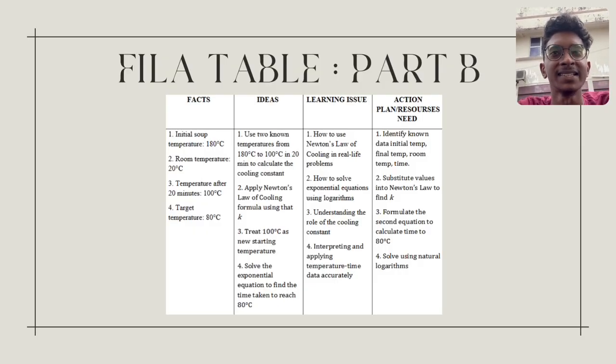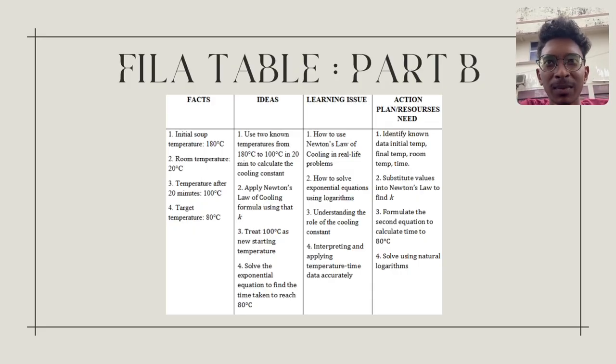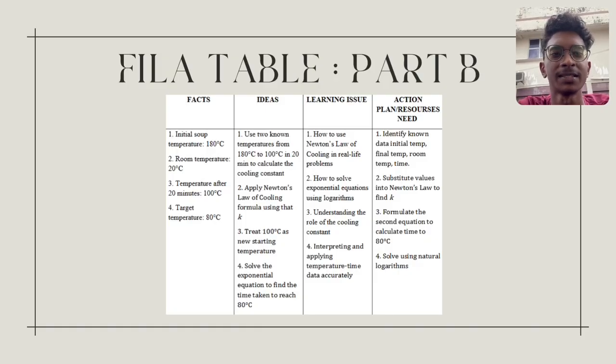Next up is ideas. Number 1 is to use two known temperatures from 180 degrees Celsius to 100 degrees Celsius in 20 minutes to calculate the cooling constant. Number 2 is to apply Newton's law of cooling formula using that K. Number 3 is to treat 100 degrees Celsius as the new starting temperature. And finally, number 4 is to solve the exponential equation to find the time taken to reach 80 degrees Celsius.